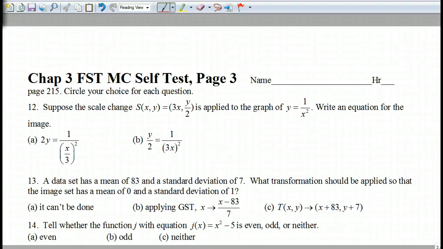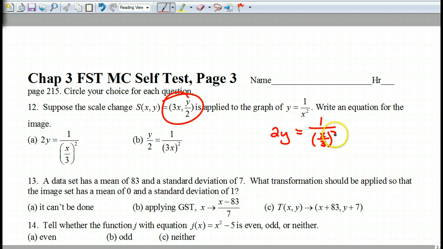All right, so now on to 12. Number 12 says, suppose the scale change is 3x and y divided by 2 is applied to this. Okay? Write the equation for the image. So remember, it's the opposite of what this says. So my y is going to be what on this? 2y. And what's my x going to say? Yep, x over 3 squared. Okay? So that should have been A.